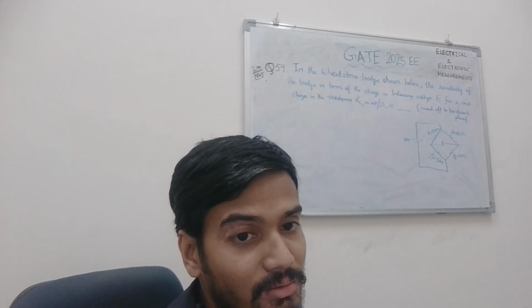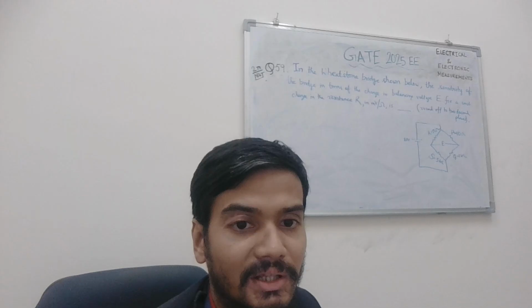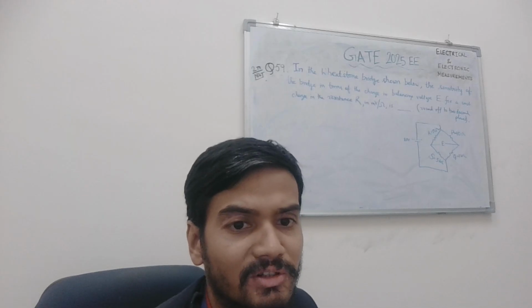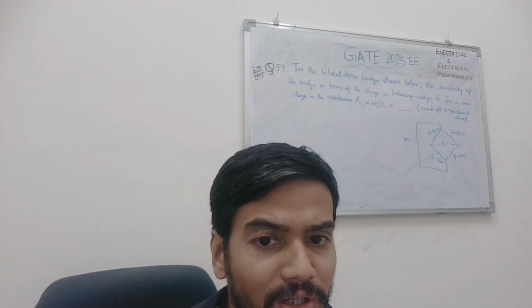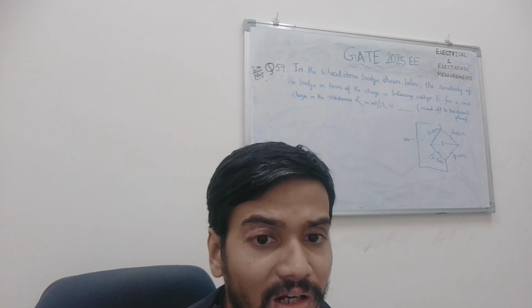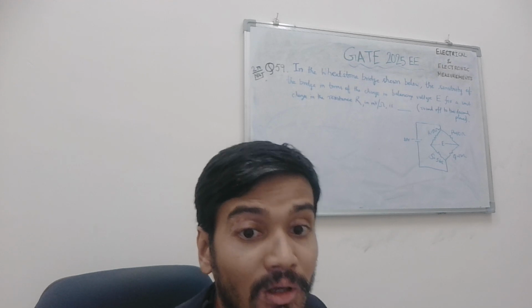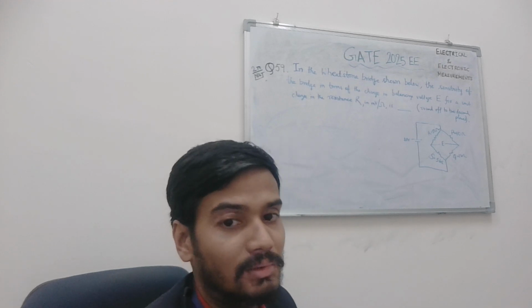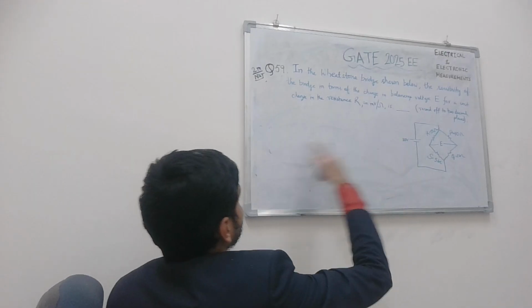Question number 59 of the master question paper is given as: in the Wheatstone bridge shown below, the sensitivity of the bridge in terms of the change in balancing voltage E for a unit change in the resistance R in millivolt per ohm is round off to 2 decimal places. Let's move to the solution. This is the circuit given.